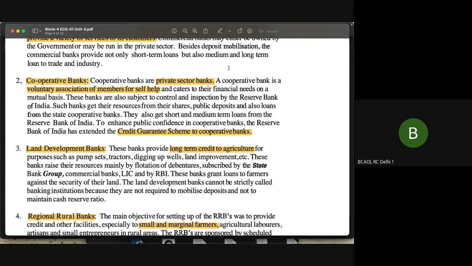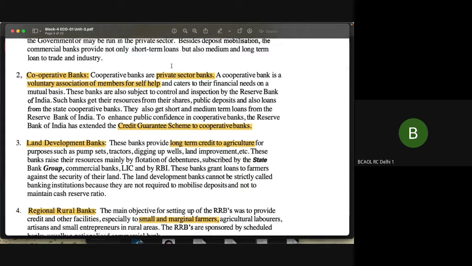A few people come together and pool their money, give loans where needed, take money when needed, and deposit. Again, this bank is under the supervision of the RBI as well. They get concessions, like tax concessions and so on.